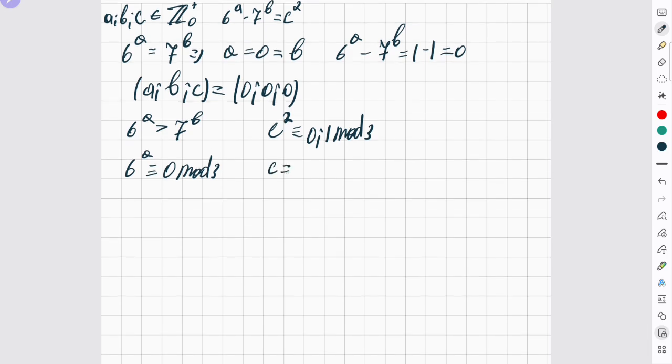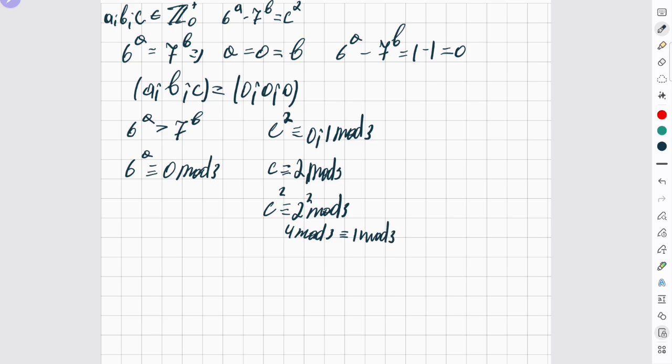Let's say c is 0 mod 3, then obviously c squared will be 0 mod 3 as well. Now let's say c is 1 mod 3. In this case, c squared will be 1 squared mod 3, and 1 squared is also 1. On the other hand, let's say c is 2 mod 3. At that time, c squared is 2 squared mod 3. 2 squared is 4 mod 3, and 4 itself is 1 mod 3.